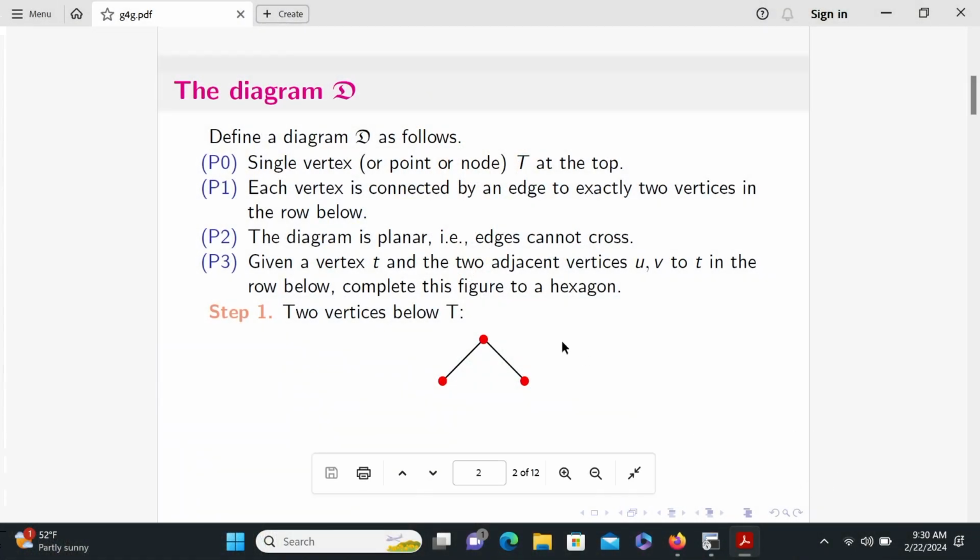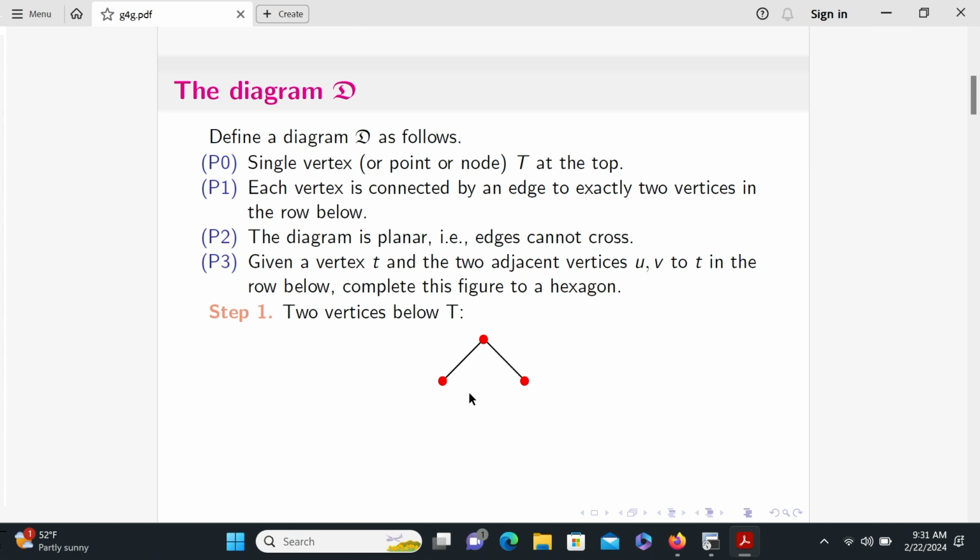At the top, there's a single vertex, and one of the three rules for continuing this construction is every vertex is connected by an edge to exactly two vertices below. So we have to continue like this. Now, the second rule is that the diagram must be planar. No two edges can cross.